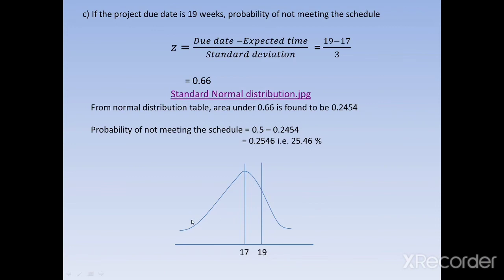See, the entire area of the standard distribution curve is 1: on the left side of 17 there is 0.5, and on the right side there is 0.5. We want the area below this. So if we add these two, 0.5 plus 0.2454, and deduct it from 1, you will get the same answer. It means the same thing. So like this also we can calculate this.